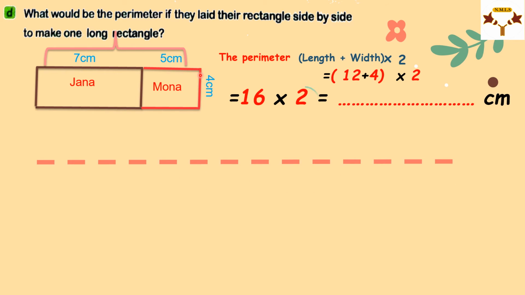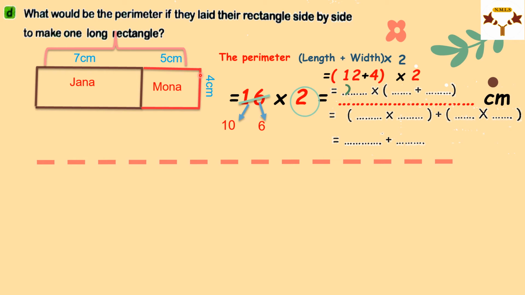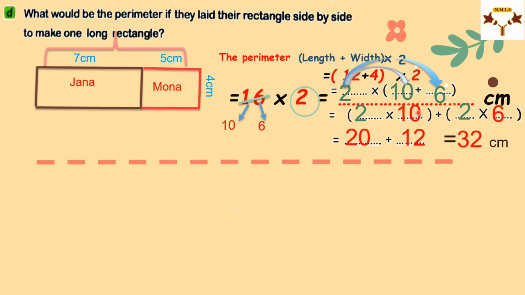How can I make 16 times 2? I have two groups of 16, so let's decompose 16. It will be 10 and 6. So I'm going to distribute this 2. So 2 times 6 plus 10. Let's distribute the 2 to be a friend with 10, 2 times 10, and 2 to be a friend with 6, 2 times 6. So 2 times 10 equals 20, and 2 times 6 equals 12, so it will be 32.